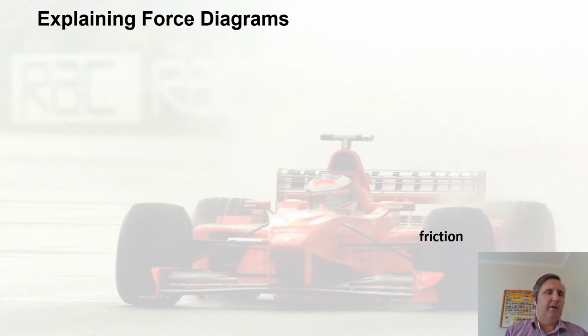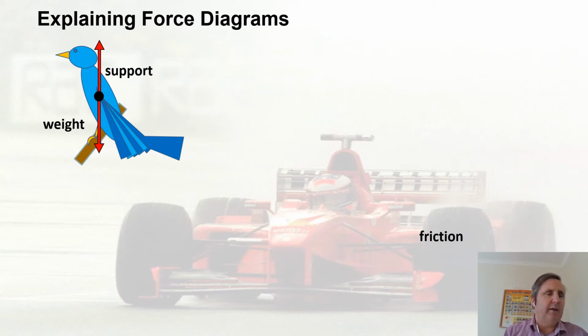Explaining force diagrams. Okay, so let's look at some force diagrams. And here's the first one here. Here's a bird sitting on a branch. The bird, like all objects, will have a weight force acting on it, caused by gravity, acting through its center of mass directly downwards. Because the bird is sitting stationary, it has an equal and opposite force from the branch pushing upwards, called the support force.